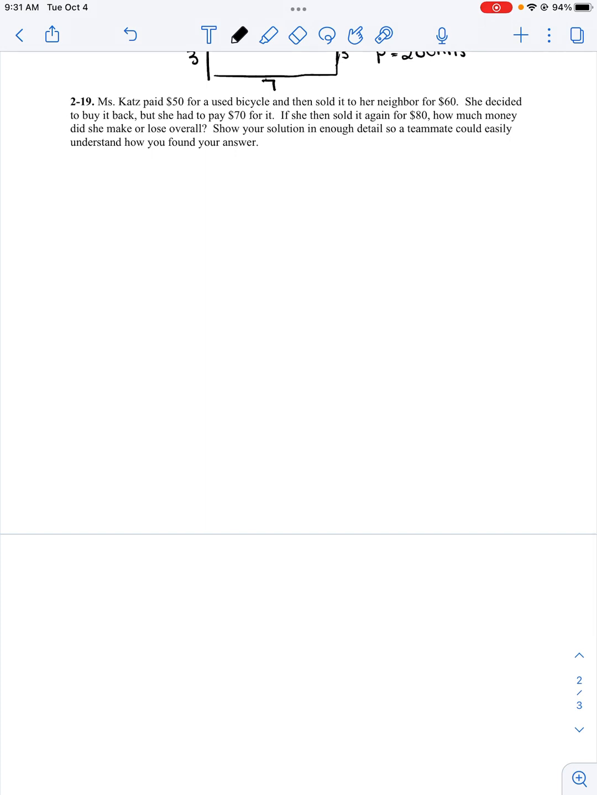Okay, problem 19. Mrs. Katz paid $50 for a used bicycle. Then she sold it to her neighbor for $60. She decided to buy it back, but she had to pay $70 for it. If she then sold it again for $80, how much money did she make or lose overall? We need to show our solution in enough detail so a teammate could easily understand how you found your answer.